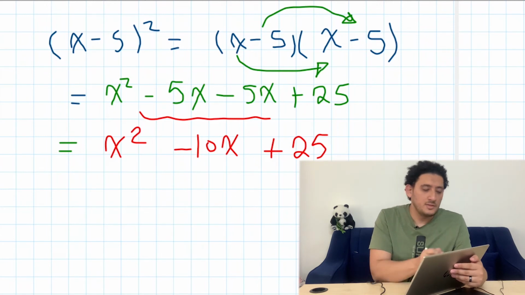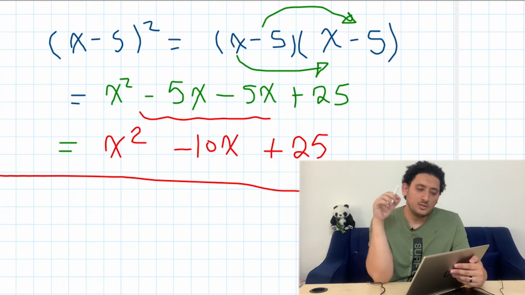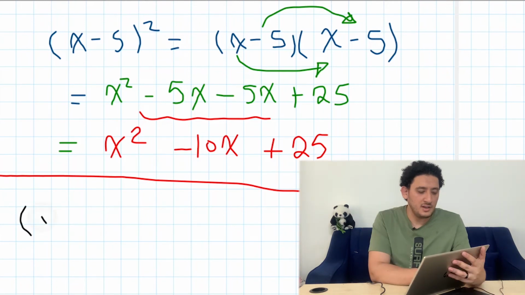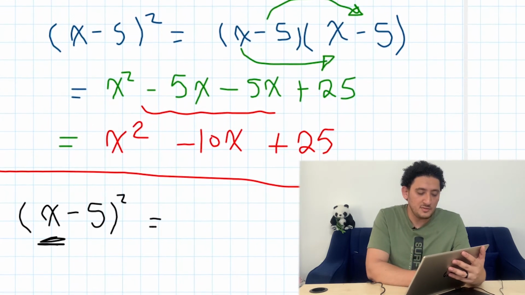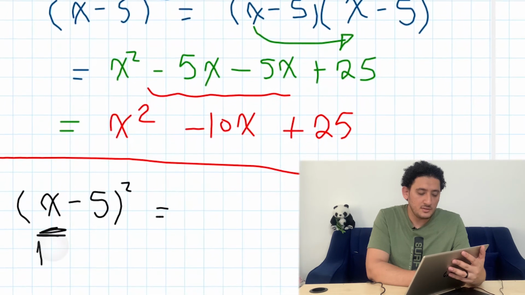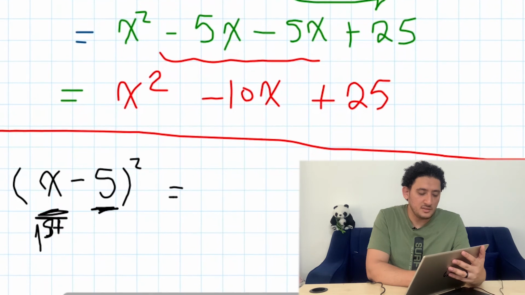Okay, so we have another rule. We can use it to find the expansion of a bracket by itself, or all squared. If we have x minus 5 all squared, it equals, we can say we have two terms here. This is the first and this is the second.